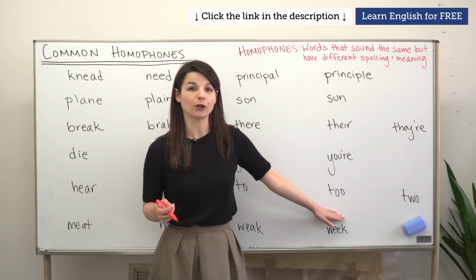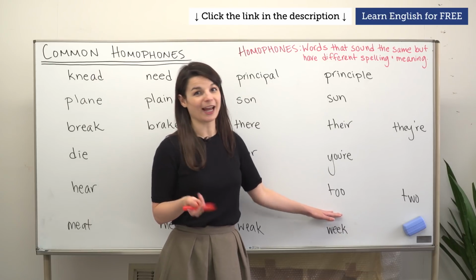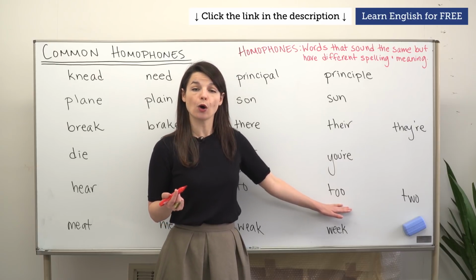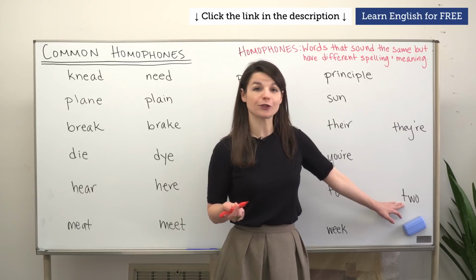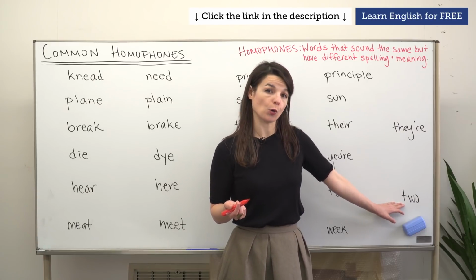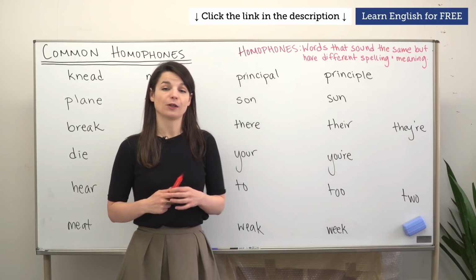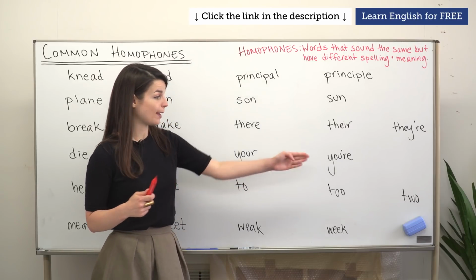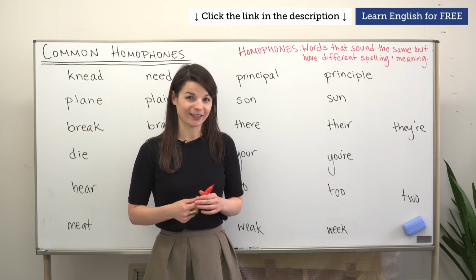Too means also. So can I have some too? Can I have some also? Can I have some as well? Too, T-O-O. There are 2 O's here. Last one, two refers to the number, T-W-O, two. There are two cats, there are two dogs, there are two phones here. So T-W-O, two, too, and to, same pronunciation, different meanings, different spellings too.